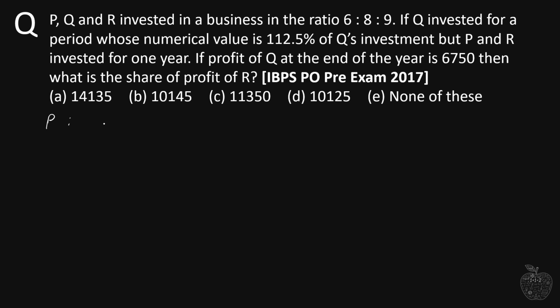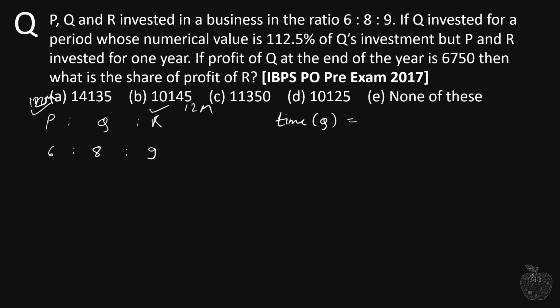So the ratio of investment of P, Q and R here is 6:8:9. Now if Q invested for a period whose numerical value is 112.5% of Q's investment, but P and R invested for 1 year. Now P and R invested for 1 year, that means P and R invested for 12 months. But Q's time period here is 112.5% of Q's investment. So let's calculate the time period of Q here.